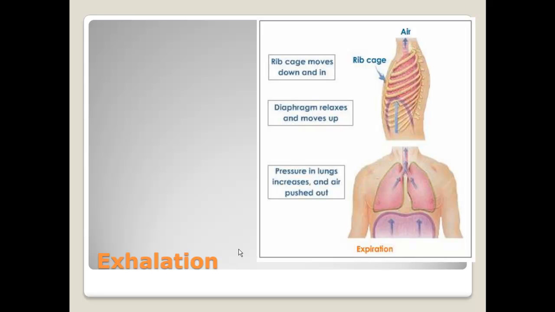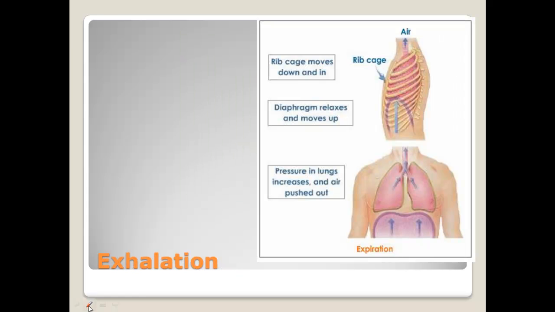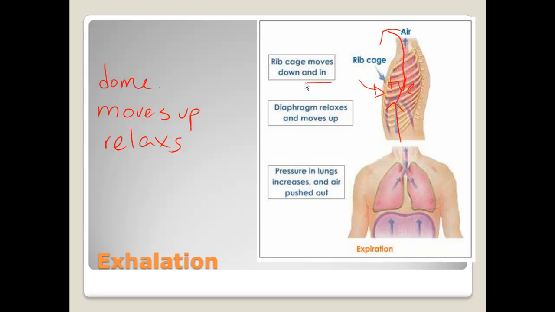Exhalation is the relaxation part of our breathing. Our diaphragm becomes dome-shaped, it moves up, it relaxes. So it's not flattening. So when it's going back to its normal dome-shaped, this is relaxation, creating inside positive pressure. This is going to push the air out, and also our intercostal muscles will relax, the rib cage down and in, diaphragm moves up.